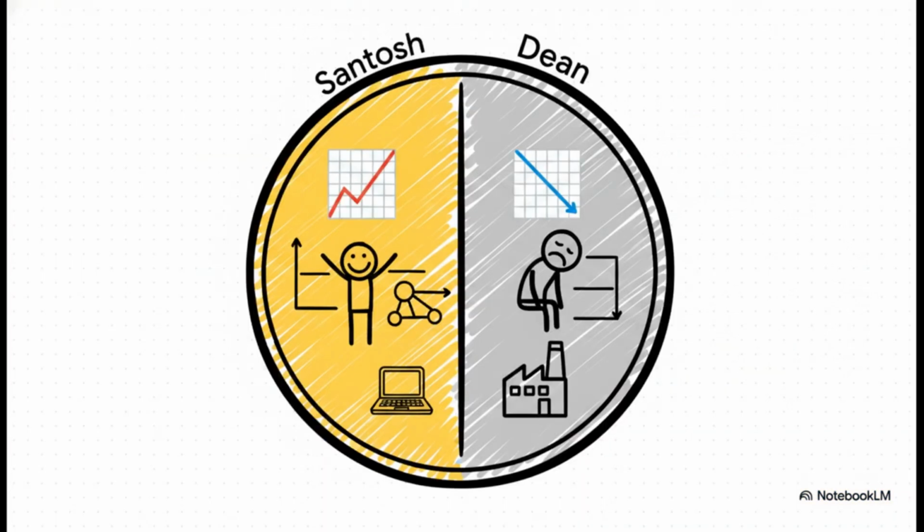And this just shows the two sides of the coin perfectly. On one side, you've got Santosh in India. For him, the global IT boom created amazing new opportunities, and he's thriving. But on the other side, there's Dean in the US, a really skilled guy who loses his job because of that exact same global shift. It's the same force, but with completely opposite results.